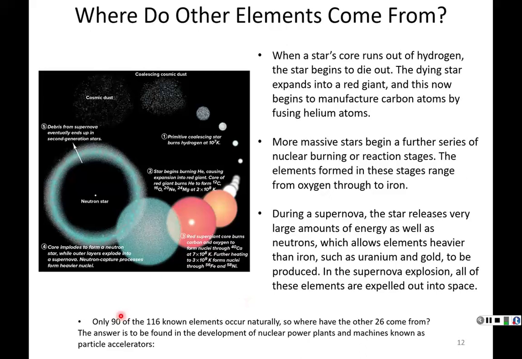Only 90 of the 116 known elements occur naturally. So where do the other 26 come from? The answer to that is found in the development of nuclear power plants and machines known as particle accelerators. The 90 natural elements can occur from the stars making them, and the other ones that we know of, that we found, have all been man-made.